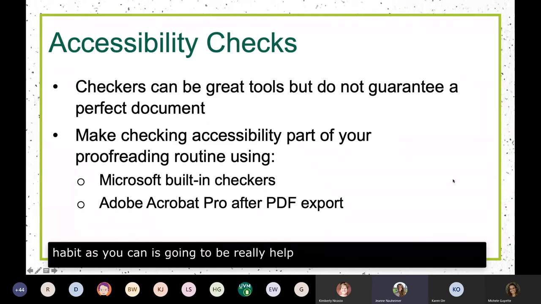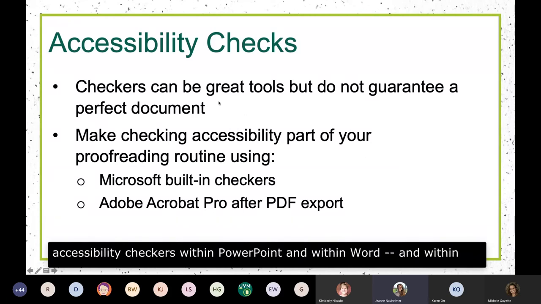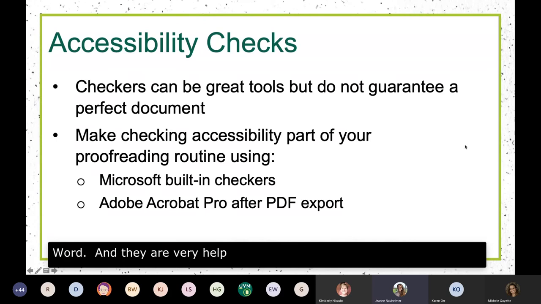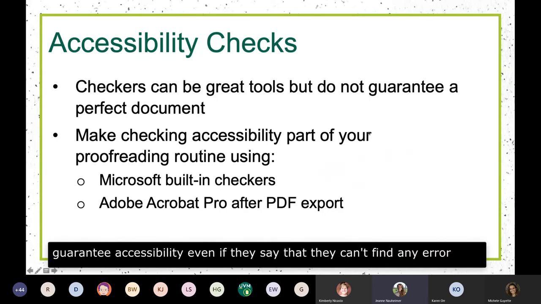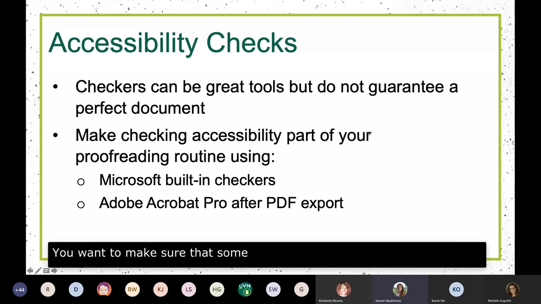So we have access to accessibility checkers within PowerPoint and within Word. And they are very helpful, but they don't guarantee accessibility, even if they say that they can't find any errors. You always want to make sure that you're checking some things manually, color contrast being one of them, reading order also being one of them. Microsoft says that it can check for reading order, but it's still definitely being developed.